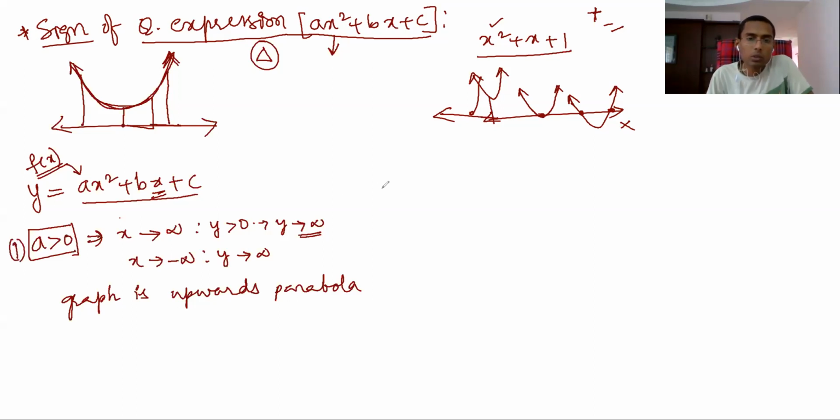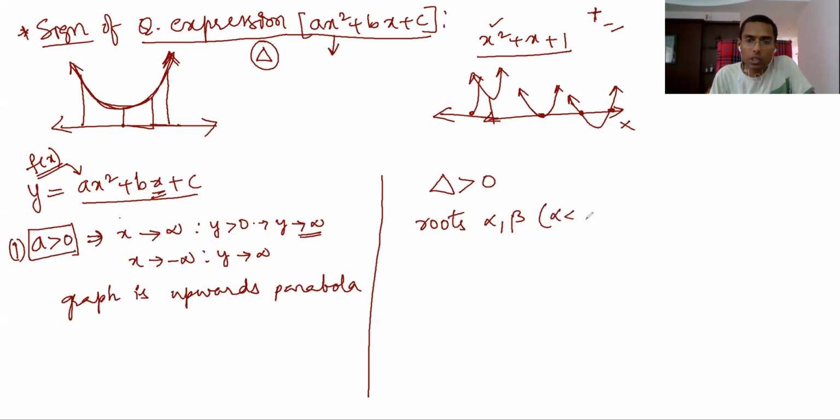Now the second point. I am taking case 1, that is delta greater than 0. If delta is greater than 0, you will have two roots, alpha and beta. Let's take alpha less than beta. If delta is greater than 0, you will have two real and distinct roots. That is the reason I wrote alpha less than beta; you should understand these must be real only.